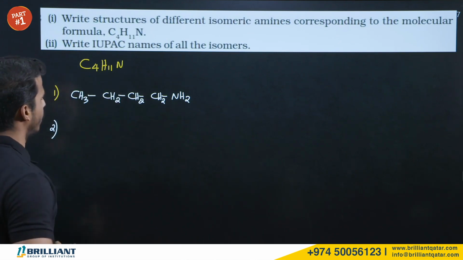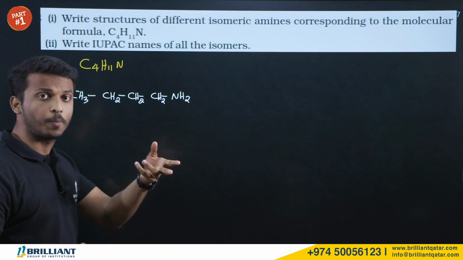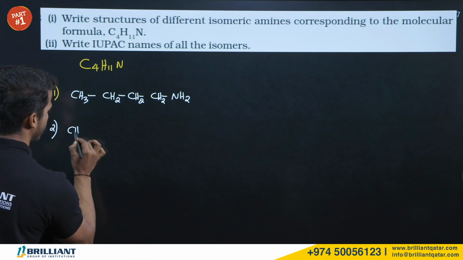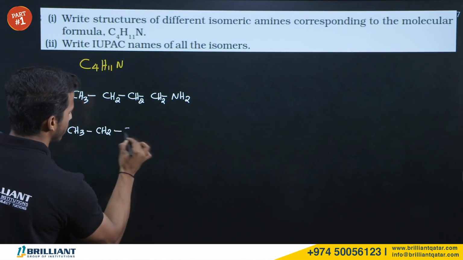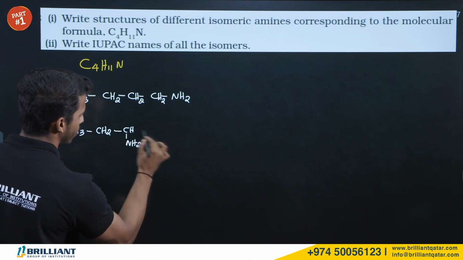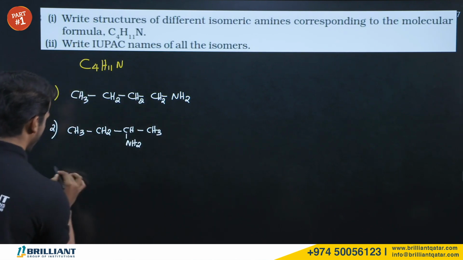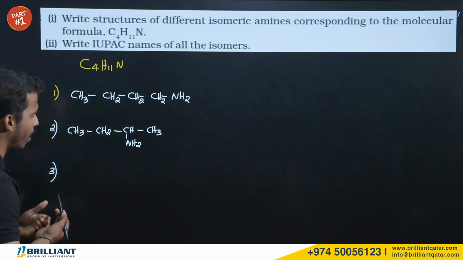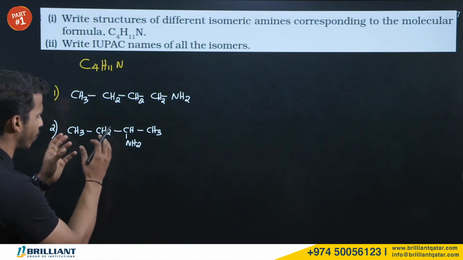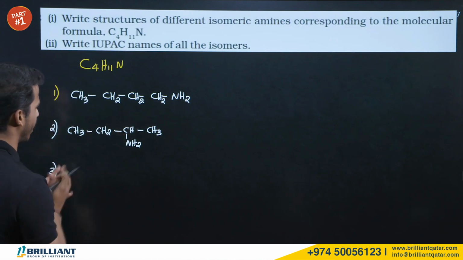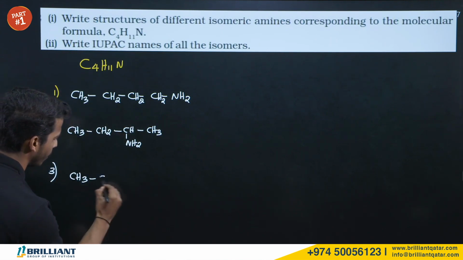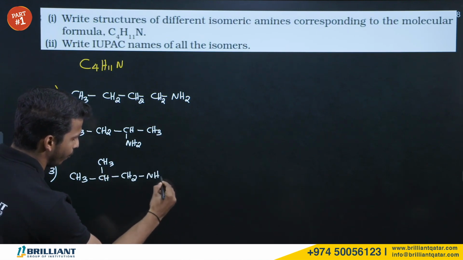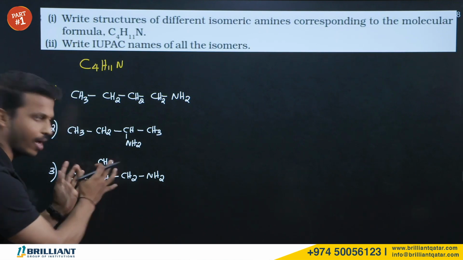Now what can we do there? Within 4 carbons, is any other structure possible? Yes, I can place the NH2 group in the second position. So write CH3, CH2, CH, NH2, CH3. Another primary amine. Then, are any other primary amines possible? Just try. We can change the carbon chain, right? I can change it like CH3, CH, CH3, CH2, NH2. Dear all, see this one? It's a primary amine, but the carbon chains are different.